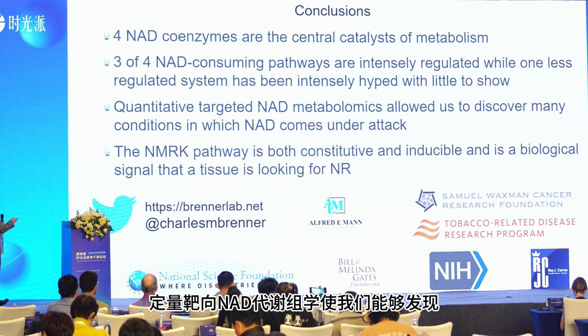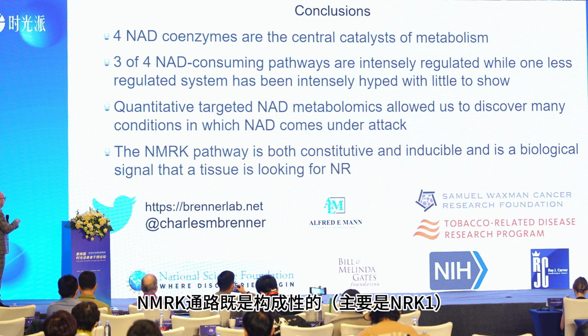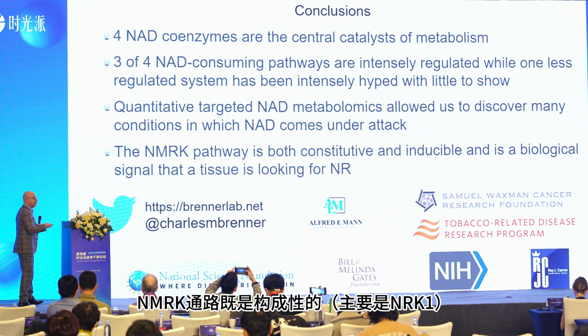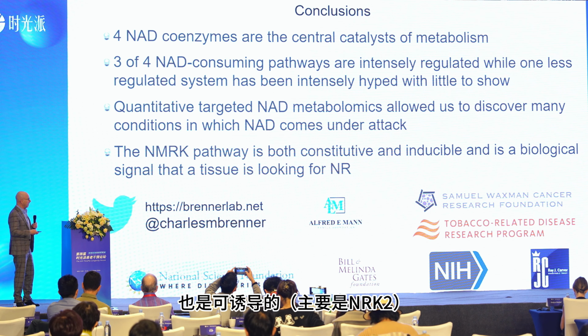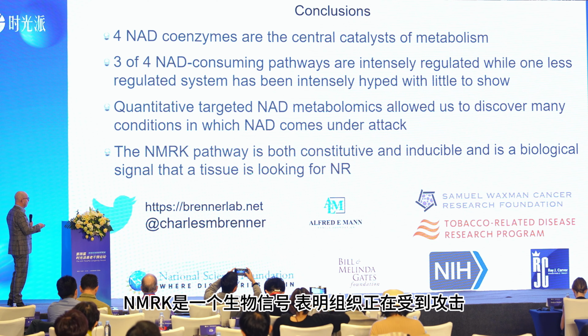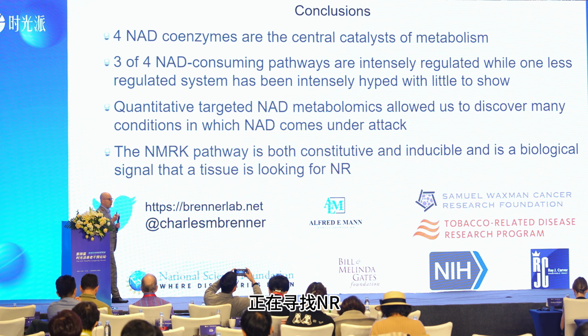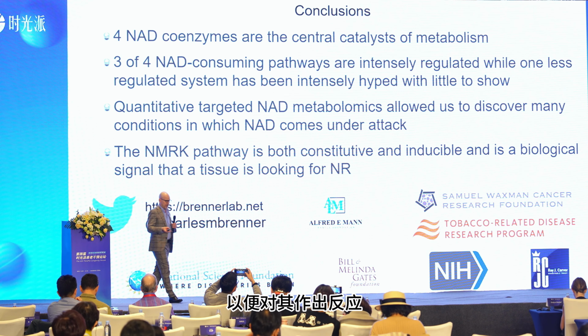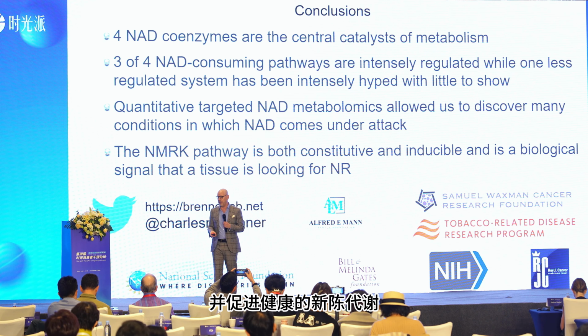Quantitative targeted NAD metabolomics allowed us to discover many conditions in which the NAD system comes under attack. The nicotinamide riboside kinase pathway is both constitutive, that's mostly NRK1, and inducible, that's mostly nicotinamide riboside kinase 2, and is a biological signal that a tissue is under attack for its NAD system and is looking for NR in order to respond to it and potentially promote its healthy metabolism.